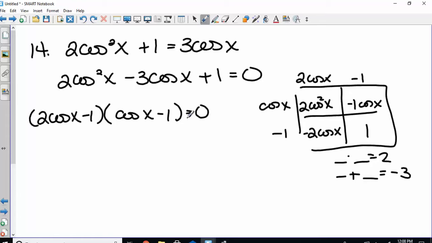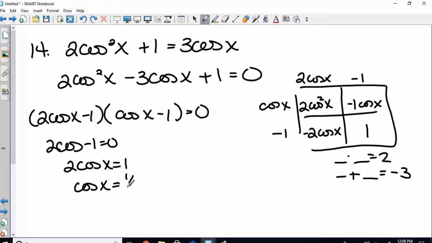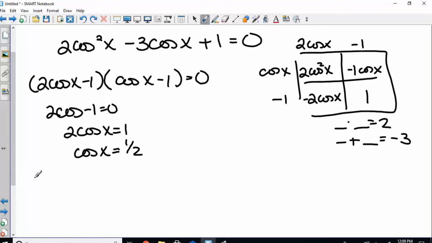Now what? So we get, add your 1, so 2 cosine x. So cosine equals 1/2. We know this, quadrants, when is cosine positive? Reference angle, when is cosine 1/2? We are in radians now.